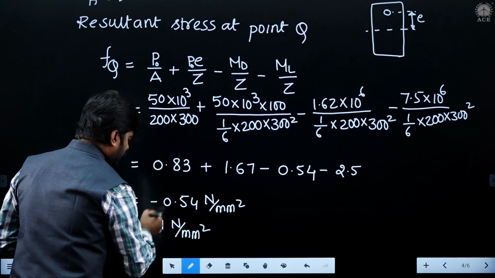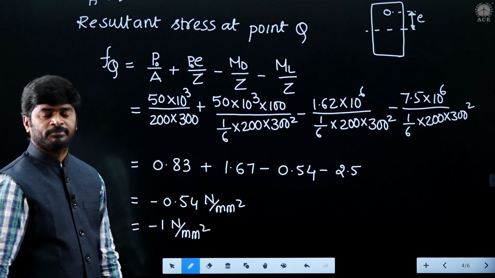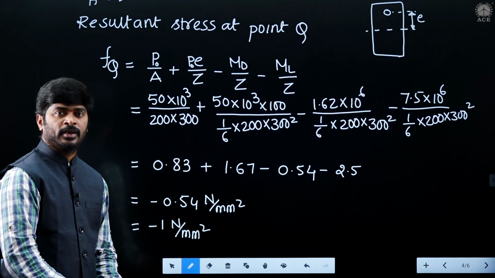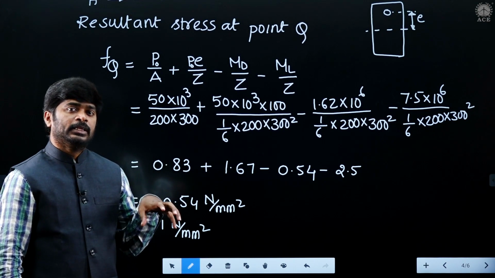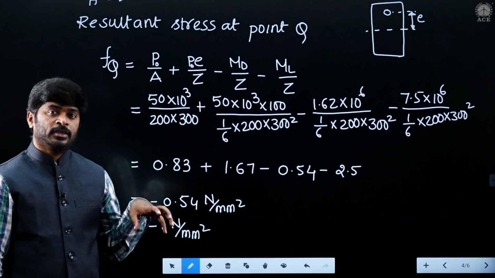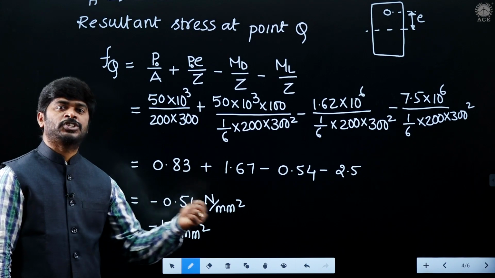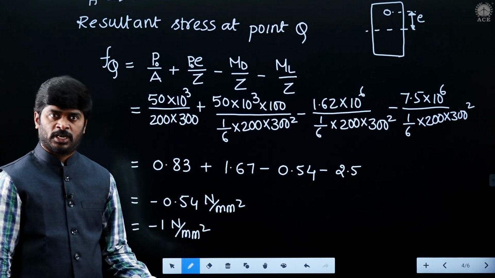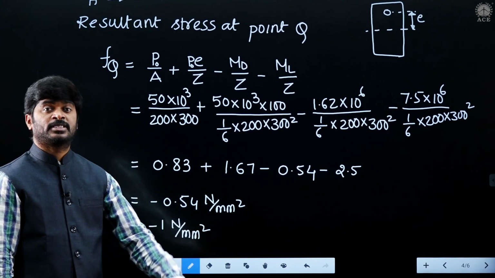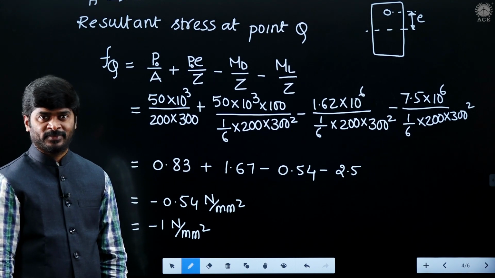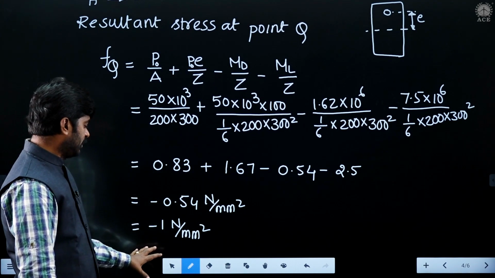What is the meaning of minus 1? Minus 1 indicates that the pre-stressing given to the tendon is not sufficient to balance the external loading. That is why still tension is developing. Okay, this is the answer, right?